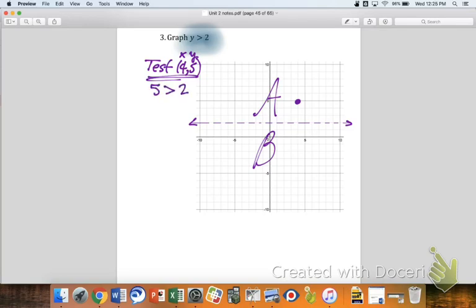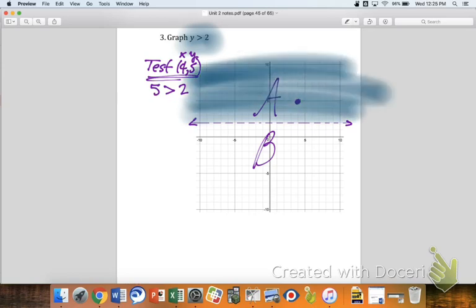So is 5 really greater than 2? Yep. So that is totally true. That means that the region containing my test value is the region that contains all my solutions. So I would shade up here. You didn't have to test (4, 5). You could have, let's test (0, 0) like we've typically been doing.